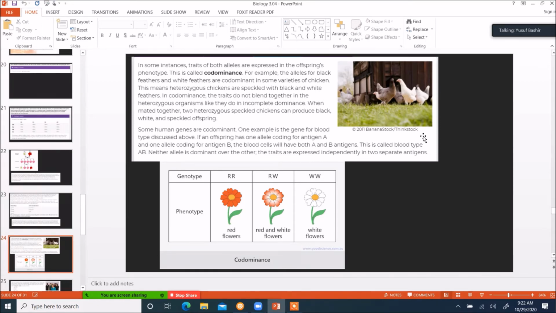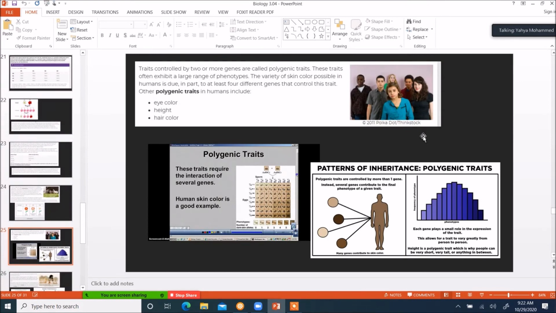All right. Now we have something called polygenic traits. So, Freeha, what do you think that means? Polygenic traits. Look at that word, polygenic trait. What do you think that means?